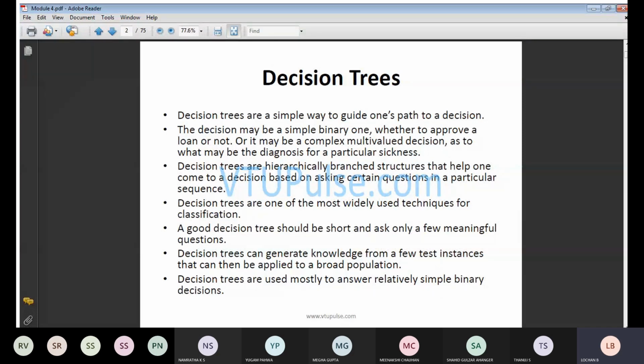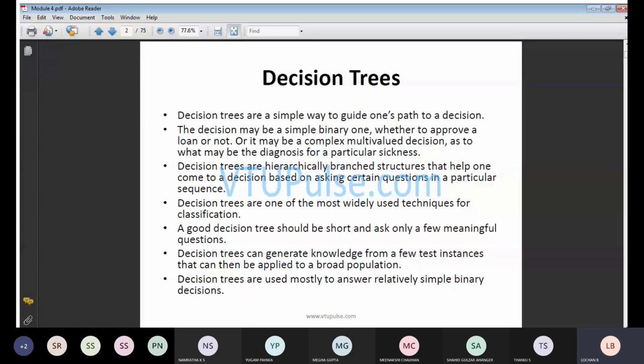Without the knowledge of that particular DBMS, it is difficult to write queries and all those things. Like in the decision tree also, whenever we are going to perform the operations, we need to have a certain knowledge with respect to that particular case. Decision trees are mostly used to answer relatively simple binary decisions.